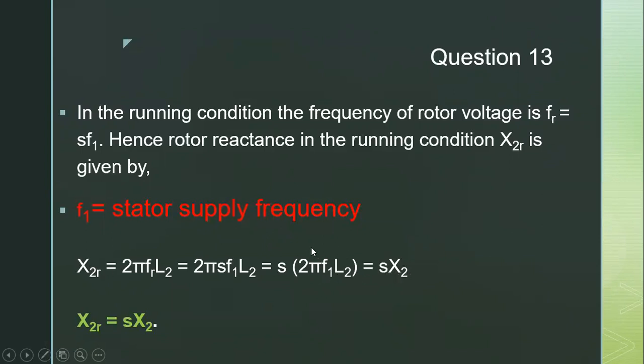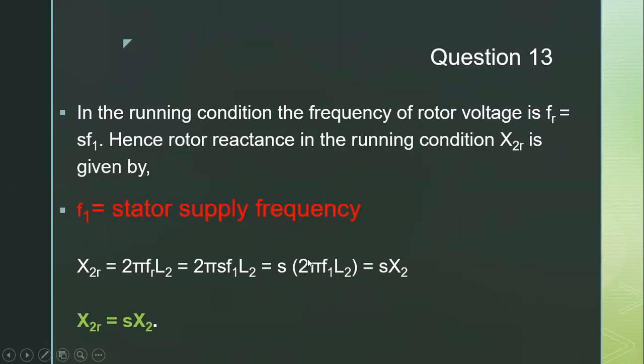That reactance in the rotor, which is a constant, will be X2. This term becomes X2 in the starting condition. In the running condition, X2R will be 2 pi into Fr into L2, that is 2 pi S into F1 into L2. So we take S outside: 2 pi into F1 into L2. That is the normal condition.